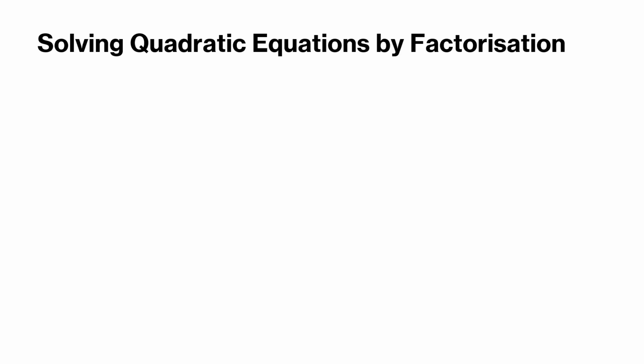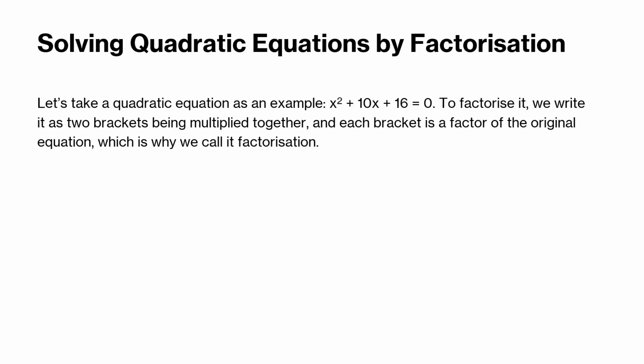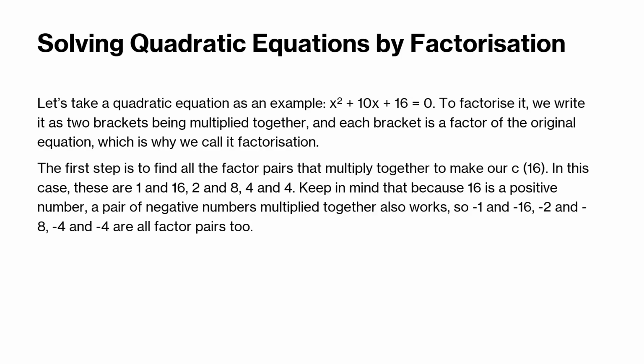Let's talk about the first method, factorization. Let's take this equation as an example: x squared plus 10x plus 16 equals 0. To factorize it, we write it down as two brackets being multiplied together, and each bracket is a factor of the original equation, which is why it's called factorization.